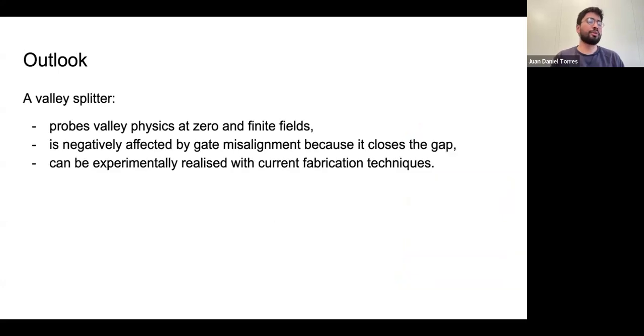But nevertheless, that brings me to the end of my presentation. And as an outlook, I can summarize and say that a valley splitter probes valley physics of confined structures and of open structures at zero and finite fields. Another consideration is that it is negatively affected by the gate misalignment, because it closes the gap and brings propagating states inside of the chiral channels.